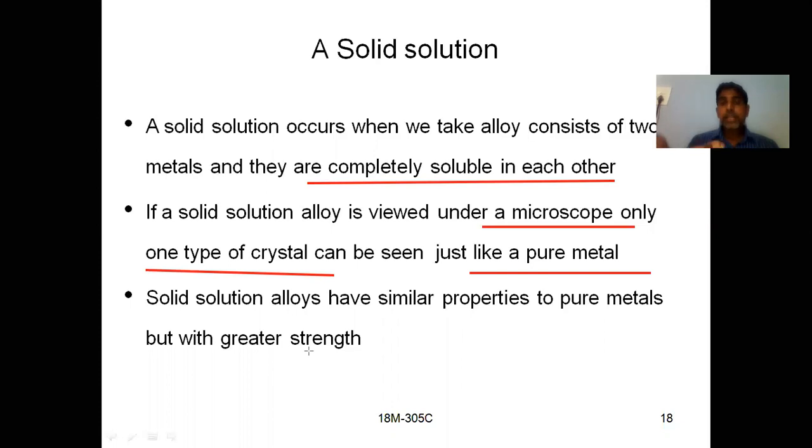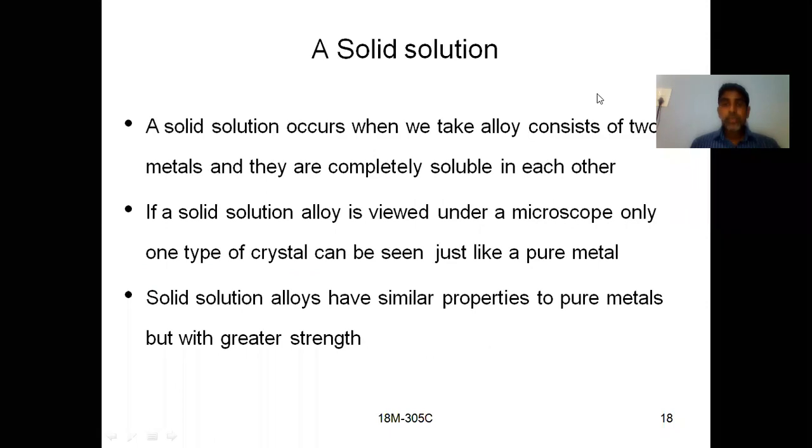So these are the things related to our solid solution. First, they should be soluble in each other, then only you are going to get a solution. When you observe them under a microscope, it will look like a single type of crystal, like the pure metal. And the properties of these solid solutions are similar to the properties of pure metals, but with a greater strength. These things you should remember.